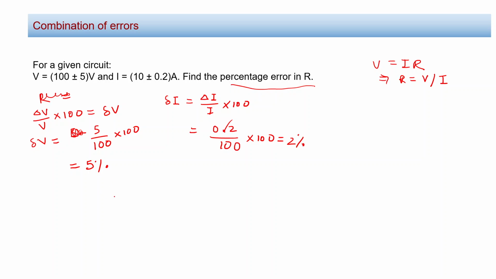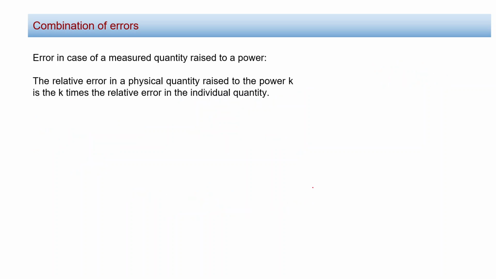Now the percentage error in resistance will be the percentage error in voltage and the percentage error in current. Whenever we are multiplying or dividing such quantities, the errors always get added. That means whatever is the error in voltage, 5%, we add it to the error in current, that is 2%. So the total percentage error in resistance will be 7%.